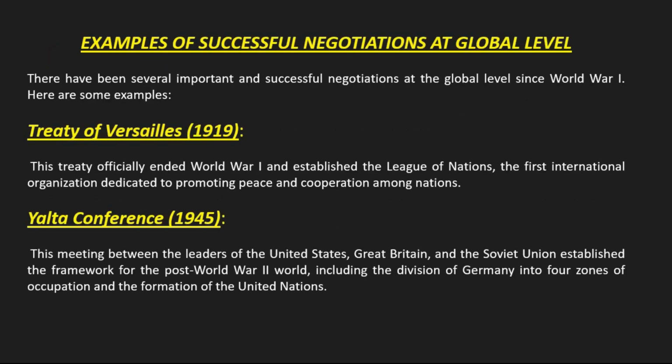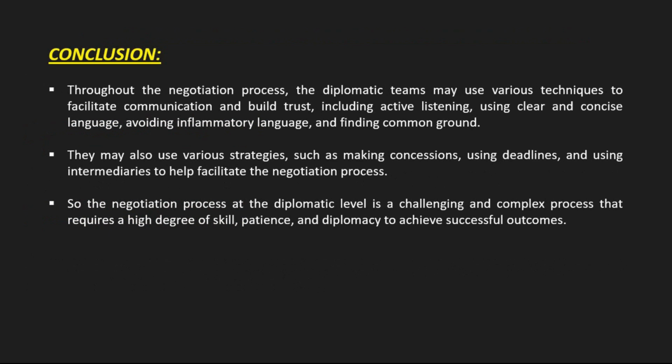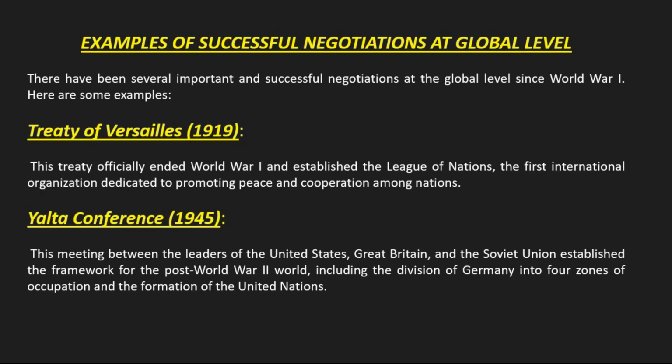Here we discuss some examples of successful negotiations at global level. There have been several important and successful negotiations at the global level since World War I. Here are some examples. Number 1. Treaty of Versailles, 1919. This treaty officially ended World War I and established the League of Nations, the first international organization dedicated to promoting peace and cooperation among nations.